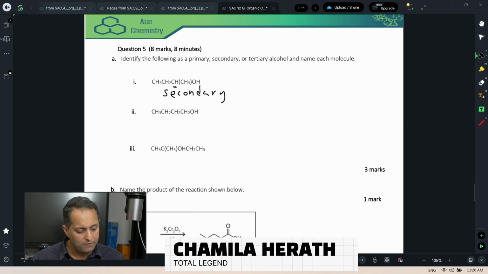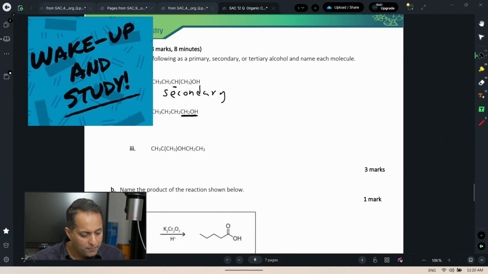Okay. Now what's the next one? The next one, as you can see, is a primary alcohol. Why is it a primary alcohol? As you can see, this is the hydroxyl carbon. You see that? This hydroxyl carbon has got two hydrogens or one alkyl group. Is that clear to you?